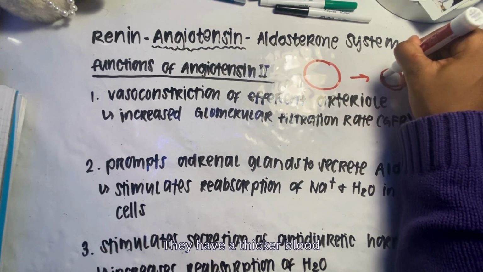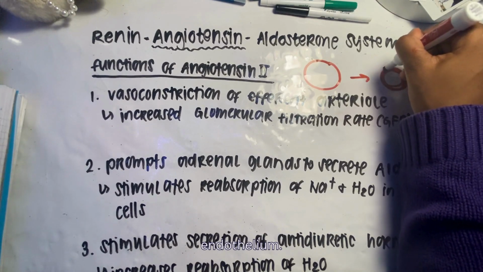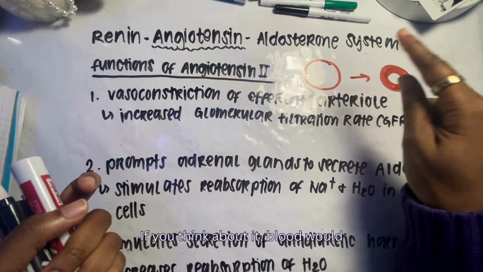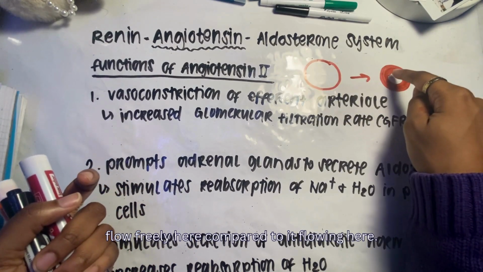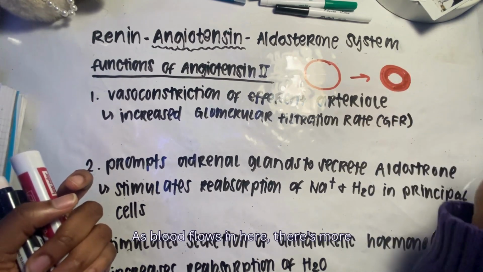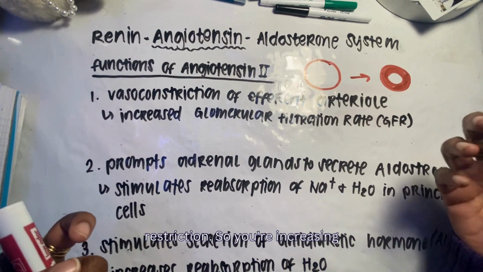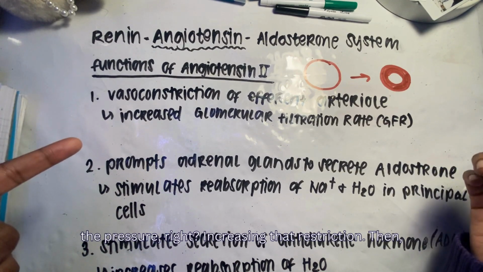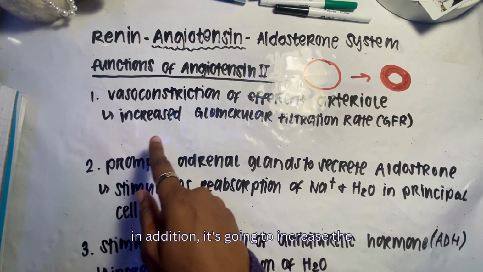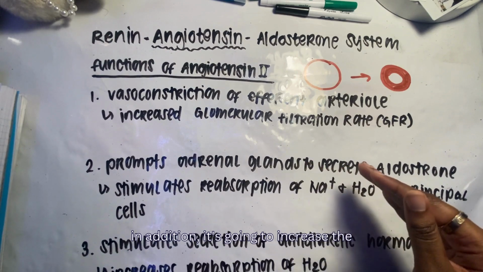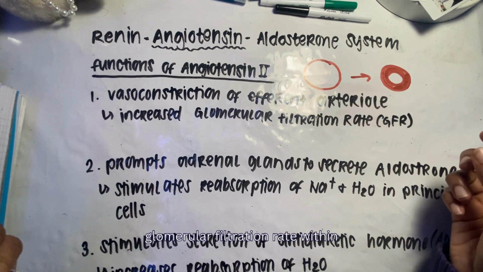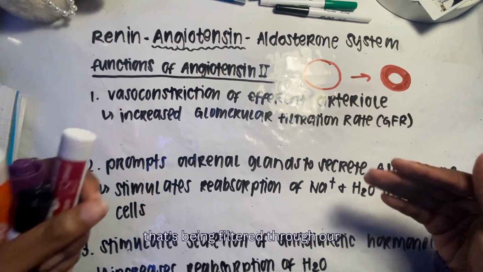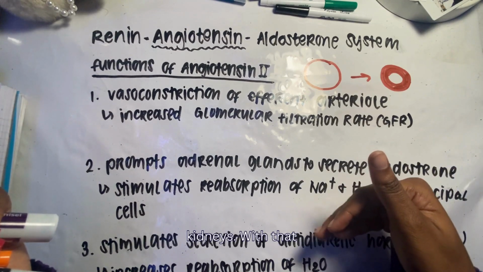They have a thicker blood endothelium. If you think about it, blood would flow freely here compared to it flowing here. As blood flows in here, there's more restriction. So you're increasing the pressure, right? Increasing that restriction. Then, in addition, it's going to increase the glomerular filtration rate within the glomerulus. So that's just increasing the amount of urine that's being filtered through our kidneys.